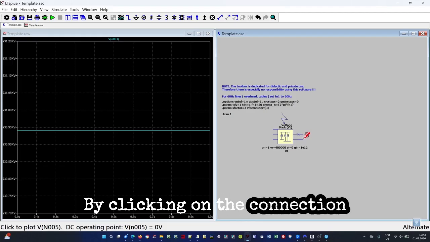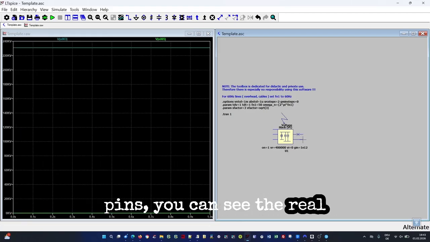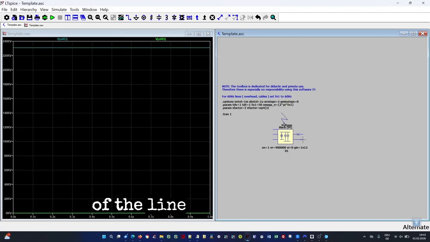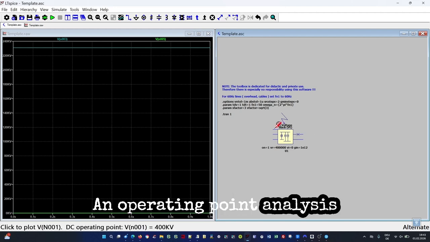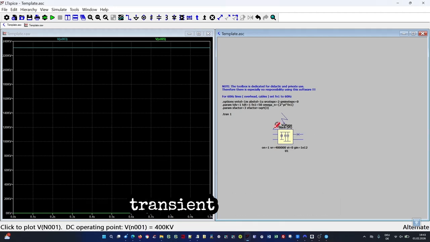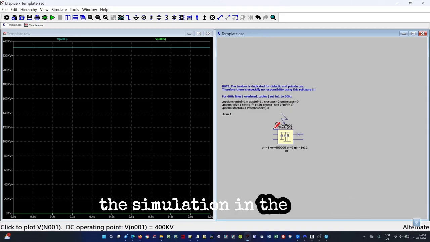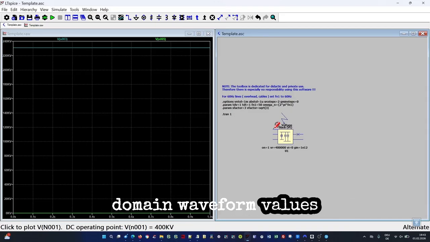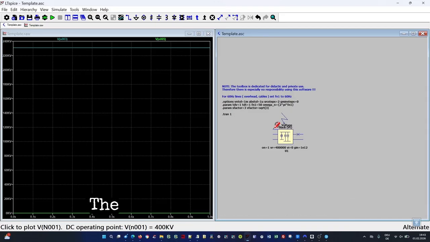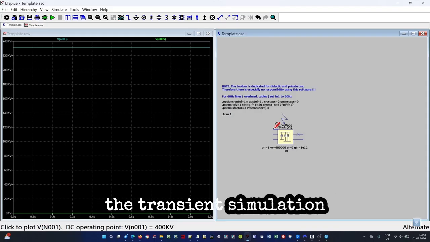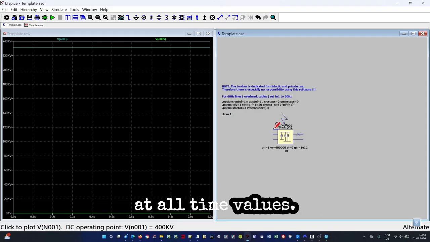By clicking on the connection pins, you can see the real and imaginary components of the conductor earth voltage. An operating point analysis is performed before each transient analysis. If nothing is changed during the simulation in the time domain, waveform values are all horizontal lines. The values of the OP analysis correspond to the values of the transient simulation at all time values.